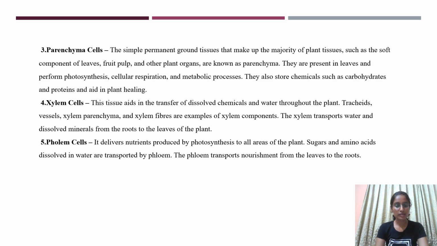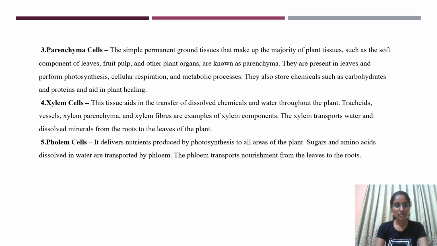Parenchyma cells, the simple permanent ground tissues that make up the majority of plant tissues, such as the soft component of leaves, fruit pulp, and other plant organs, are known as parenchyma. They are present in leaves and perform photosynthesis, cellular respiration, and metabolic processes. They also store chemicals such as carbohydrates and proteins and aid in plant healing.